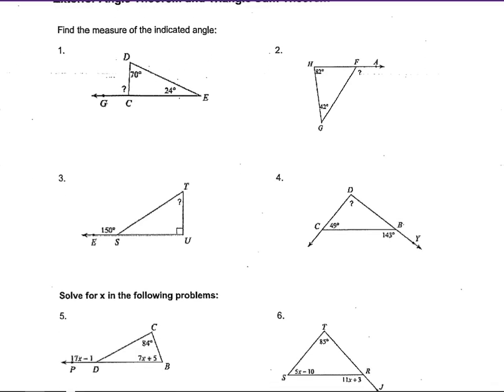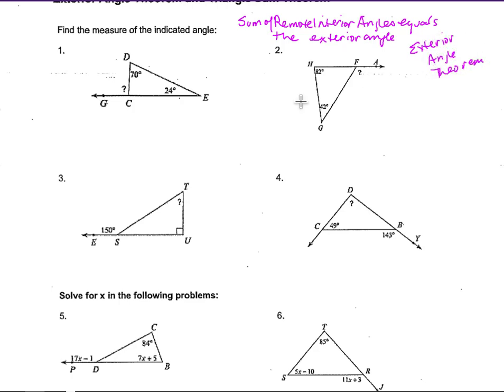We're working on the exterior angle theorem worksheet, and basically this one is the sum of the remote interior angles equals the exterior angle, one at each vertex. So in number 1, the question mark is an exterior angle, and it's equal to the sum of the remote interior angles, which is 70 plus 24, so that angle must be 94 degrees.